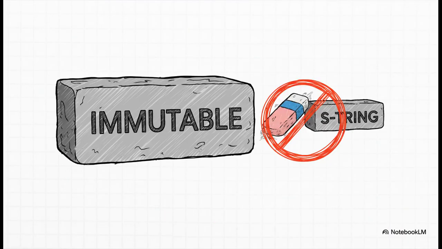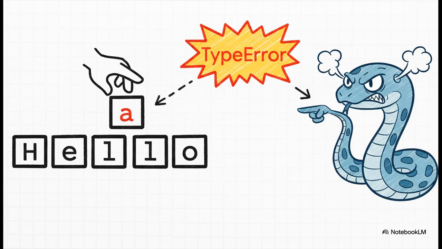Now, here is a golden rule. You must remember this. Strings are immutable. That big word just means they are unchangeable. Once you create a string, you can't go back and edit a character inside it. It's permanent. So, for example, if you try to change the E in hello to an A, Python will just say, nope, can't do that, and it will give you this big red TypeError. This is a very common trick question in exams, so be very careful.